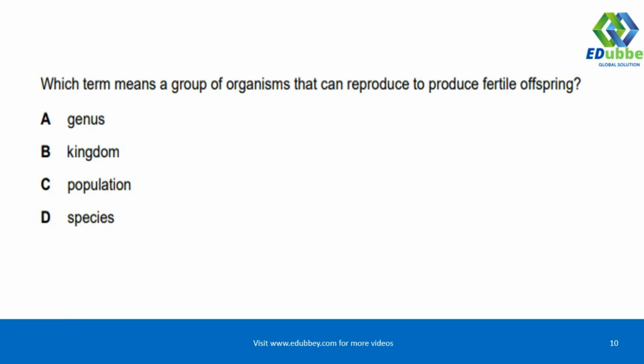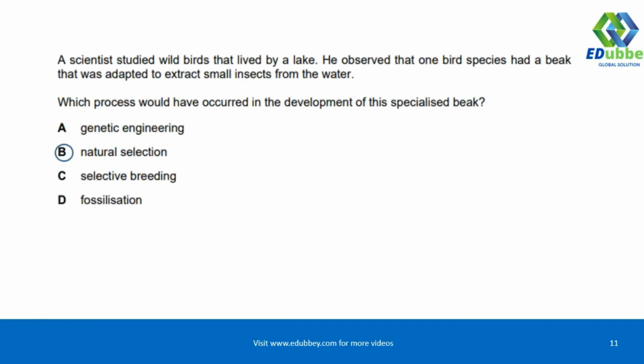Yes, a group of organisms that can reproduce to produce fertile offspring. The obvious answer here is species, like I explained earlier. Another question here. A scientist studied wild birds that lived by a lake. He observed that one bird species had a beak that was adapted to extract small insects from the water. Which process would have occurred in the development of this specialized beak? The answer is natural selection.